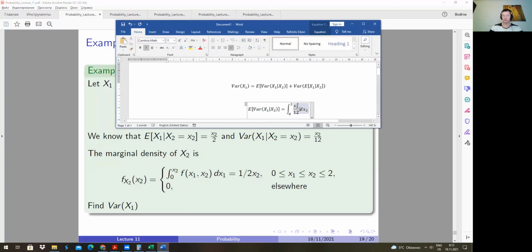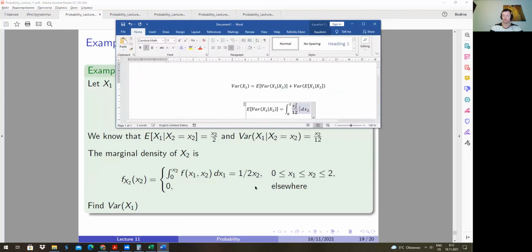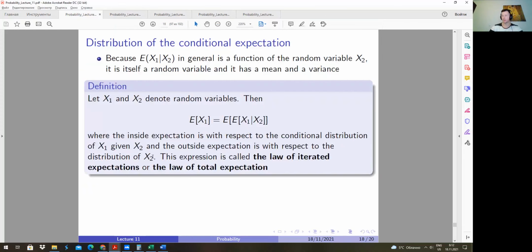And this is the variance, and then I also need to multiply my variance by the density function of x2. So this is the marginal density of x2, which is given here, 1/2 x2. Because now I'm taking the expectation only over the values of x2, that's why I'm using the marginal density, and that's what we said here with respect to the distribution of x2.